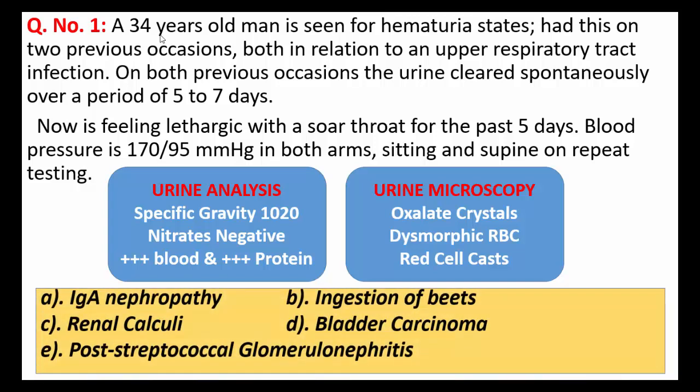So what is this? We have discussed that this is the classical case of IgA nephropathy, because approximately 40 to 50% of patients present with one or recurrent episodes of visible hematuria, usually following an upper respiratory tract infection. And this has sometimes been called synpharyngitic hematuria.